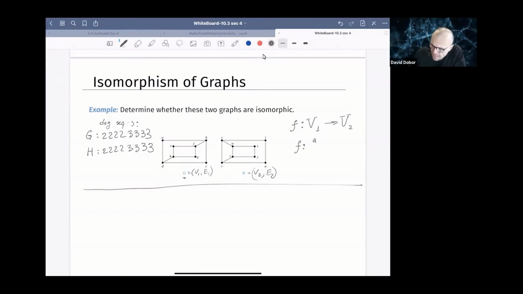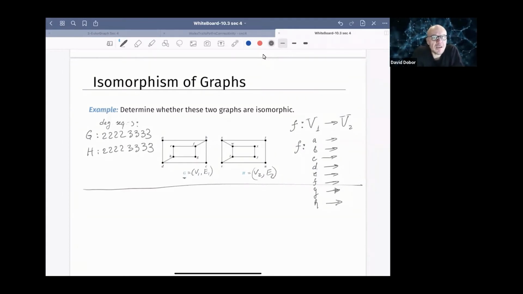That tells me that A goes there, B goes there, C goes there, and so on. D, E, F, G. That's it. So G, that gives 7. I need an H. Don't I have an H somewhere? Yeah, I need an H. Okay, so these guys map to the vertices of the same degree. So A better map to a vertex of degree 2.